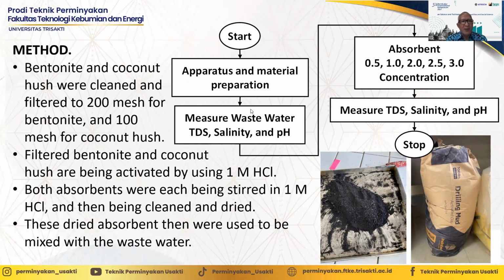Bentonite and coconut husk were cleaned and filtered to 200 mesh for bentonite and 100 mesh for coconut husk. The filtered bentonite and coconut husk were activated by using 1 mole HCl. Both adsorbents were each stirred in 1 mole HCl and then cleaned and dried. These dried adsorbents were then mixed with wastewater.